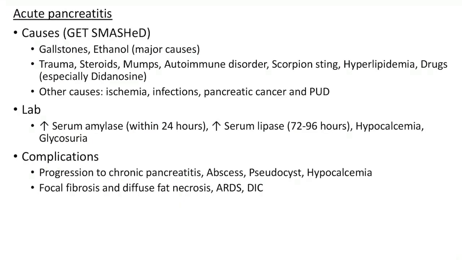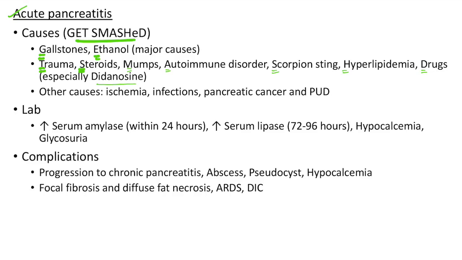Now let us see about acute pancreatitis. A mnemonic to remember the causes of acute pancreatitis is GET SMASHED. Gallstones, ethanol are the major causes. Other causes include trauma, steroids, mumps, autoimmune disorder, scorpion sting, hyperlipidemia and drugs like didanosine, which is an antiretroviral drug.